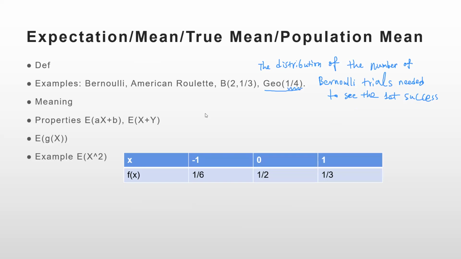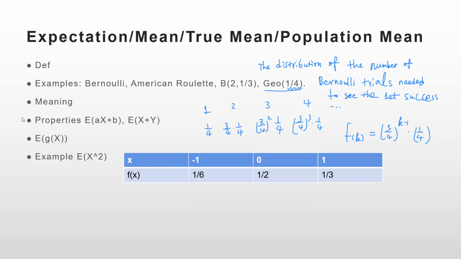So X equaling 1 means the first one is a success. 2 means the first one is a failure, the second one is a success. X equaling 3 means the first two are failures and the last one is a success, so (3/4) squared times 1/4, and so forth. So f of little k equals k minus 1 failures and then 1 success.